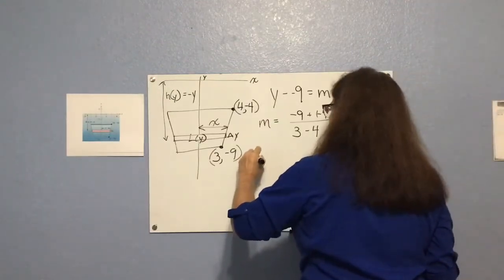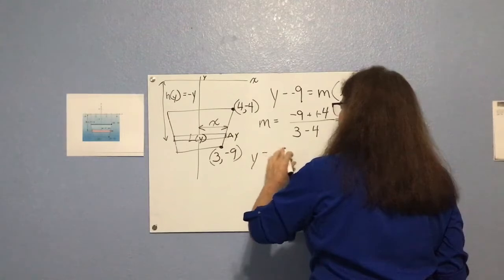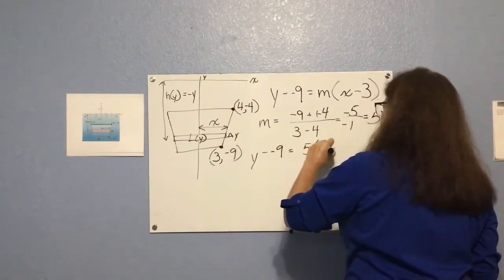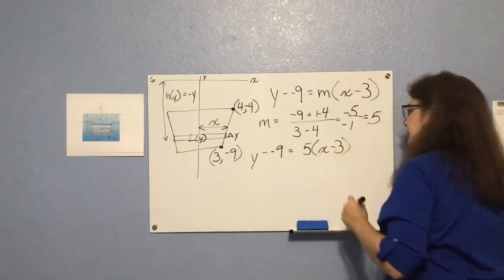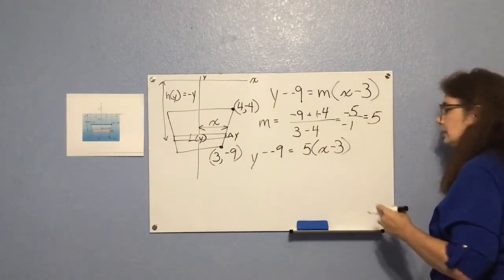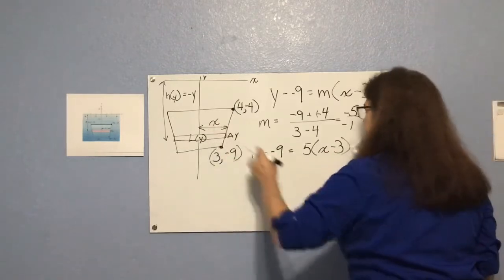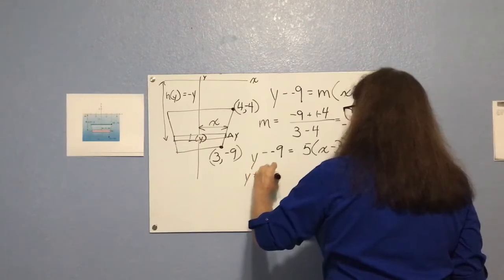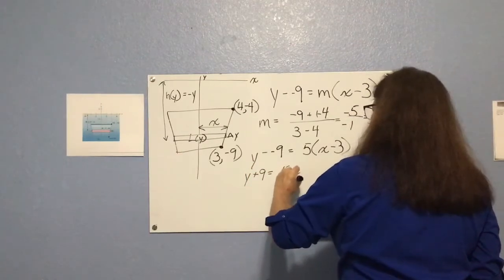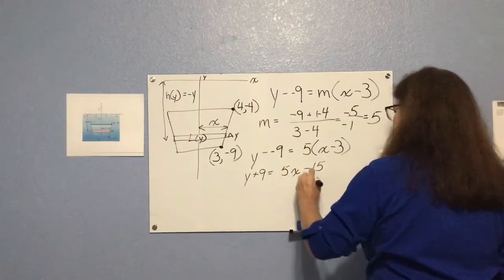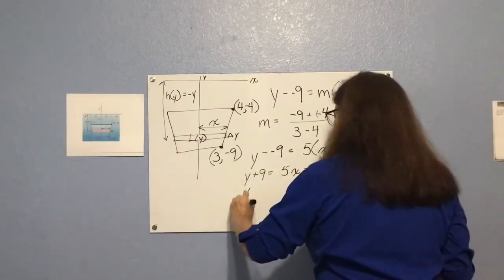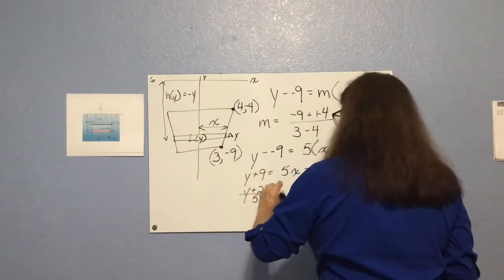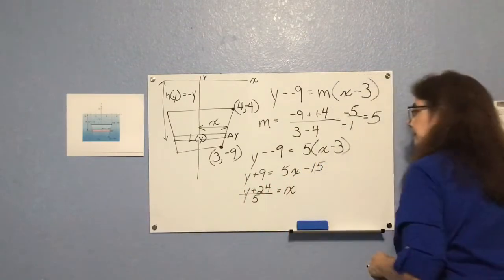So now I have y minus -9 is equal to 5 times x minus 3. I want to solve this equation for x to get that expression. So now I have y plus 9 equals 5x minus 15. So I add 15 to both sides. Y plus 24 over 5 equals x.